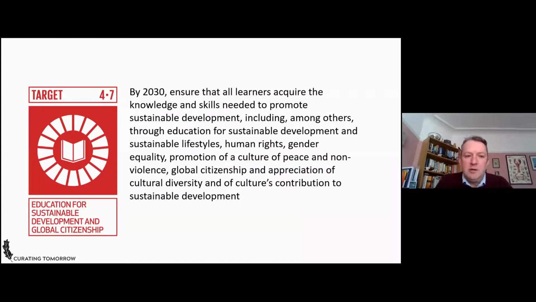And so just a few targets to pick up. I know this one is really long. We spoke about this in the last webinar. It's about education for sustainable development and global citizenship, which is a whole style of learning. There's lots of resources that go with it. And it's about ensuring all learners acquire the knowledge and skills for sustainable development, including human rights, gender equality, promoting a culture of peace and non-violence.